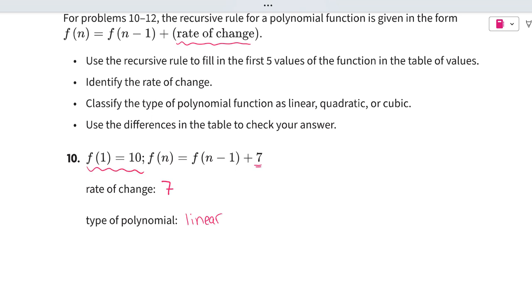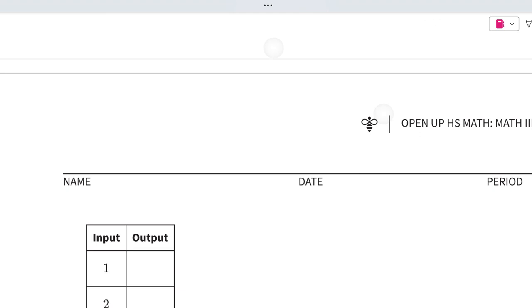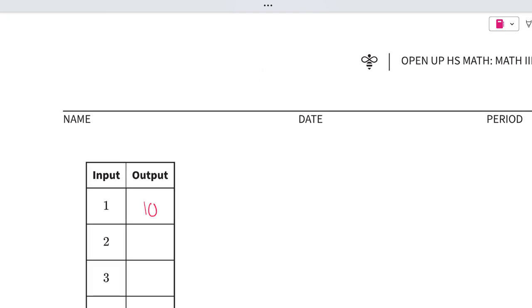So, the next part, fill in our table, right? Well, it tells us that f of 1 is 10. Now, our table is all the way down here. F of 1 is 10. So there's a few ways. Since we know it's linear, I could just go ahead and keep adding 7 to this. So I get 17, 17 plus 7. So I could do that, but I could also use my formula. So let's practice that.